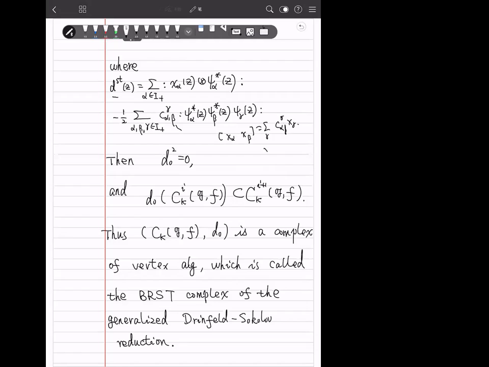So for S alpha, S beta in this part. So then with this, we can have this. And also with this. So in this way, we get a complex of vertex algebras, which is called the BRST complex of the generalized Drinfeld-Sokolov reduction. Okay, so then we get the alpha W algebra.